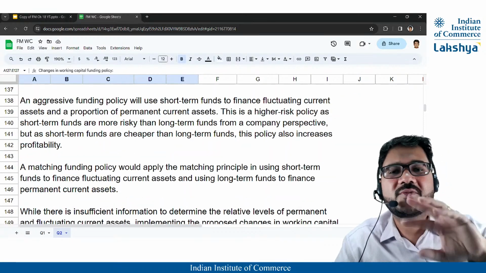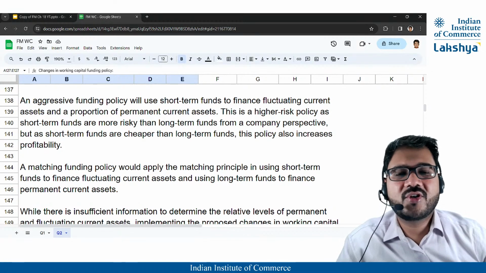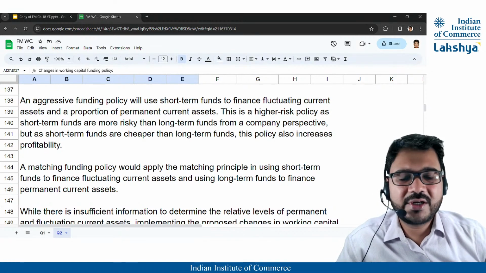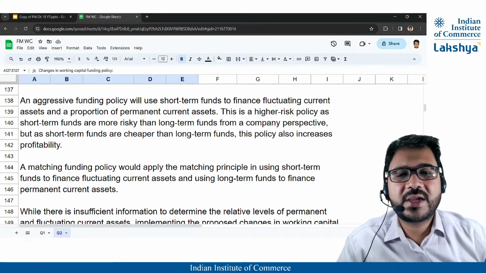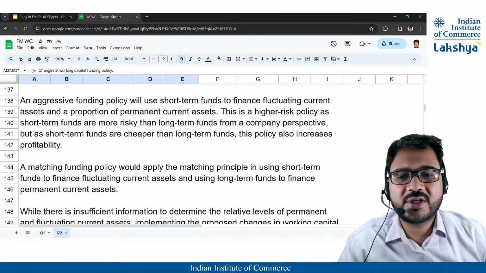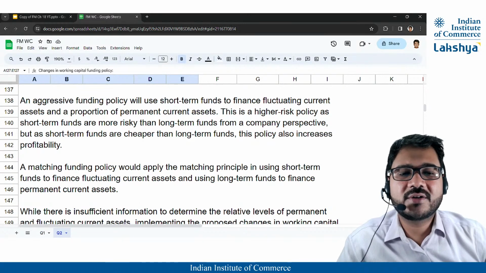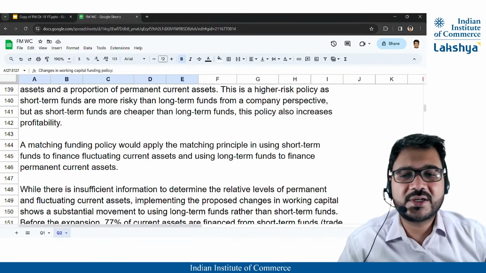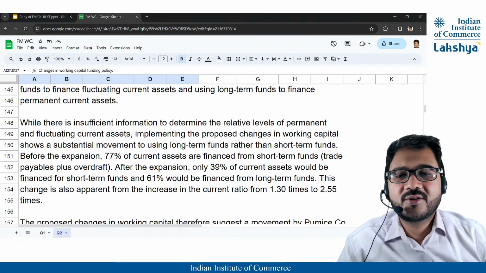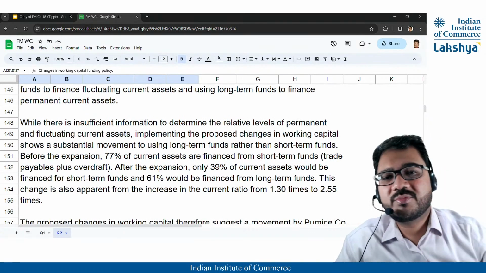And matching is where you match it. In the sense, all your permanent is taken care of by long-term and fluctuating is taken care of by short. Matching funding policy would apply the matching principle in using short-term funds to finance fluctuating current assets and long-term funds to finance permanent current assets. Okay, so you mentioned all the three policies.